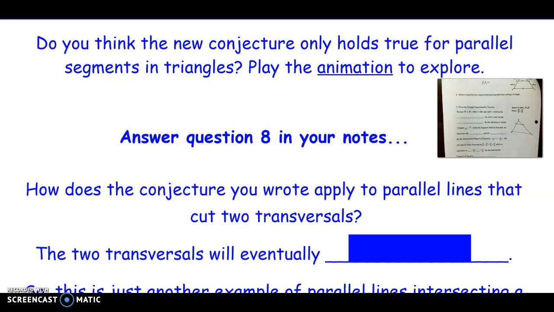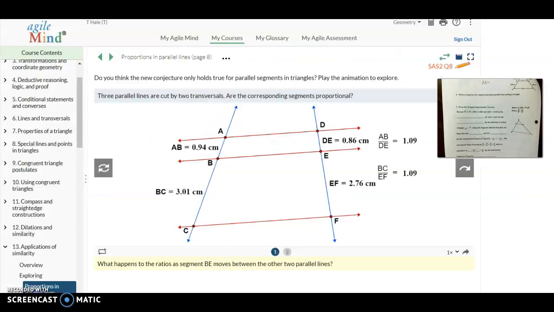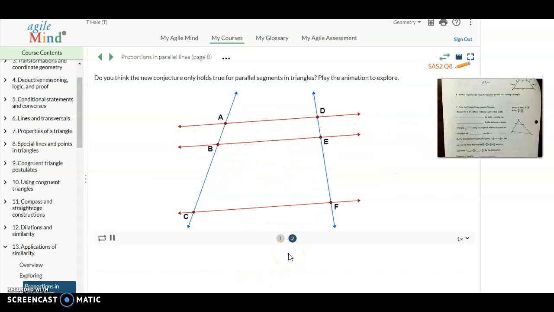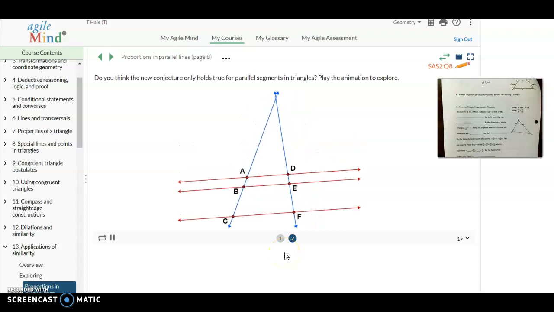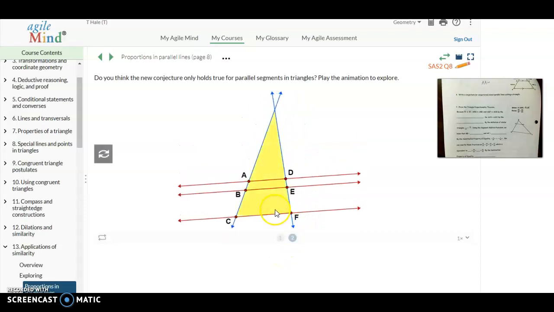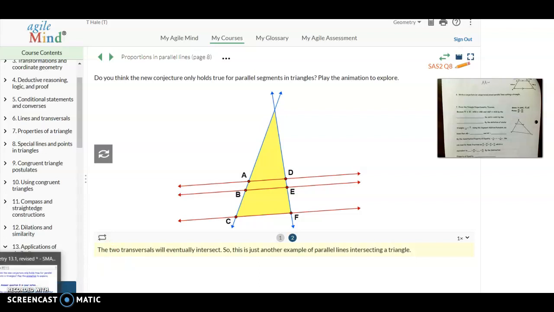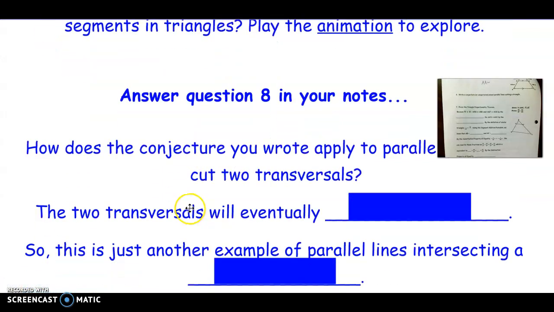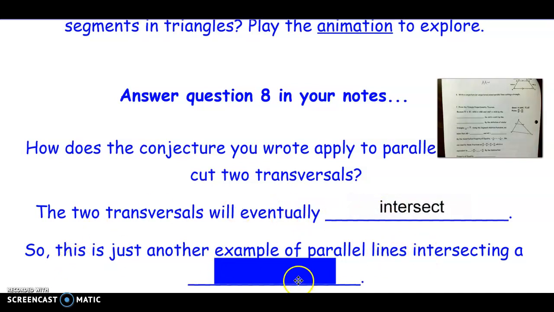Now, we've talked about this already. Do we think that this conjecture holds true only for parallel segments of a triangle? And the answer to that is no. We looked at this example here that we know eventually those two sides would intersect, making a triangle. So it doesn't have to be a triangle, it would just have to make one eventually if the sides intersected. So number 8 on your notes says the two transversals will eventually intersect, and so this is just another example of parallel lines intersecting a triangle. Even though we're only seeing a part of it, we're not seeing the complete triangle.